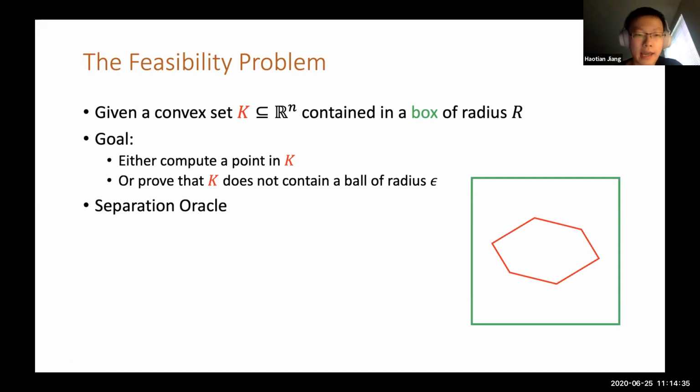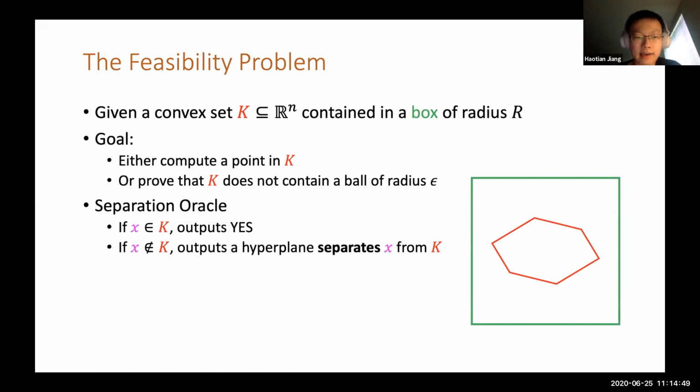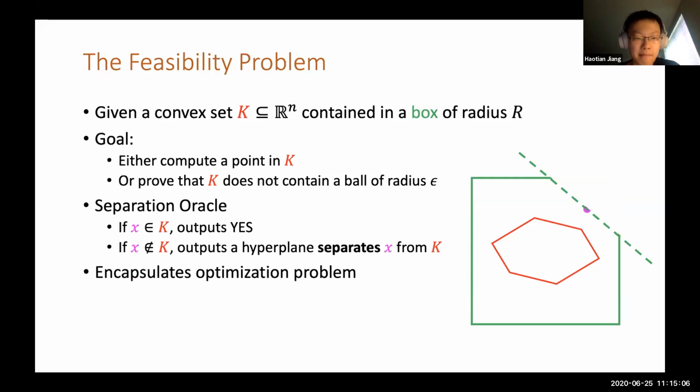The information about K is given to us through a separation oracle. When queried with a point X in K, as in the picture, the oracle outputs yes. In this case, we're also done because we already found a point in K. If X does not lie in K, then the oracle outputs a hyperplane that separates X from K. It also tells us on which side of this hyperplane K resides, so we can chop off the other side of the hyperplane and shrink our search space. That's why these methods are called cutting plane methods.